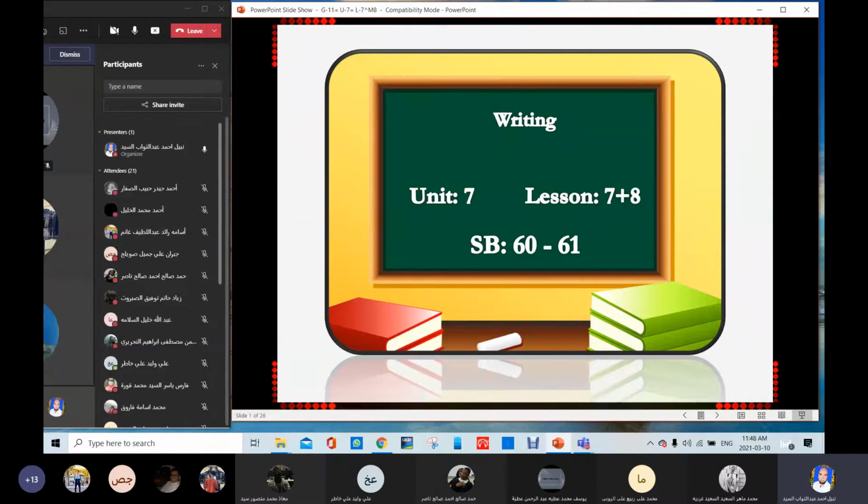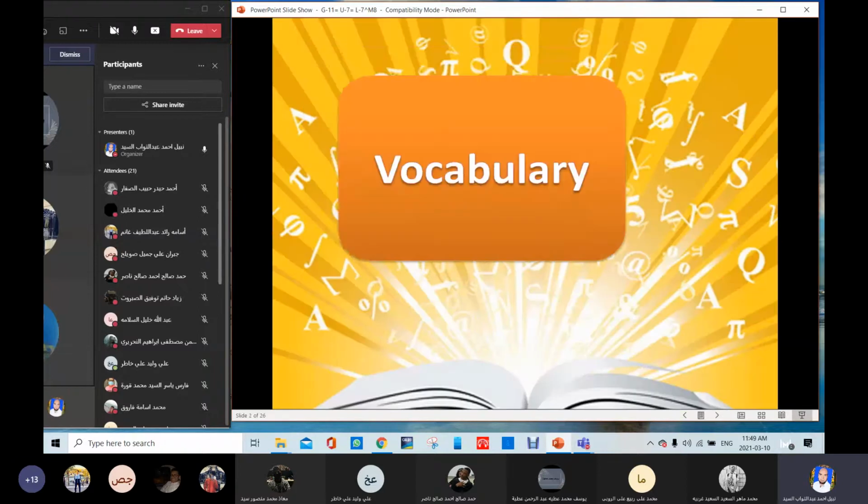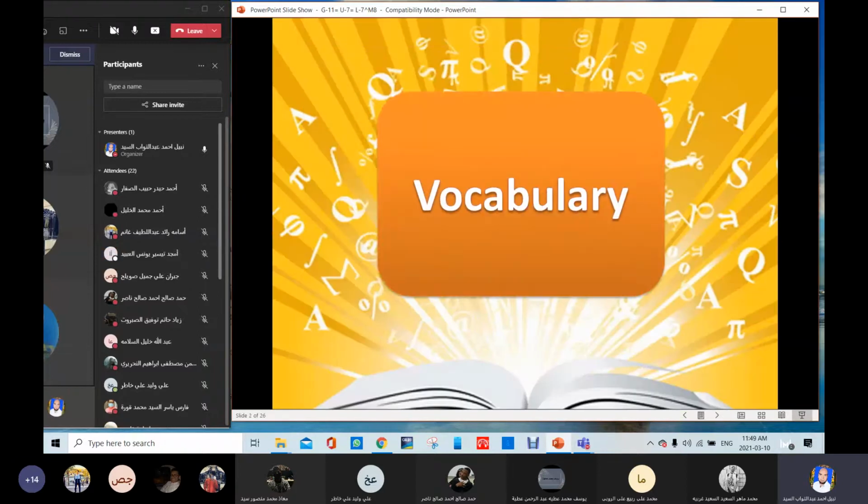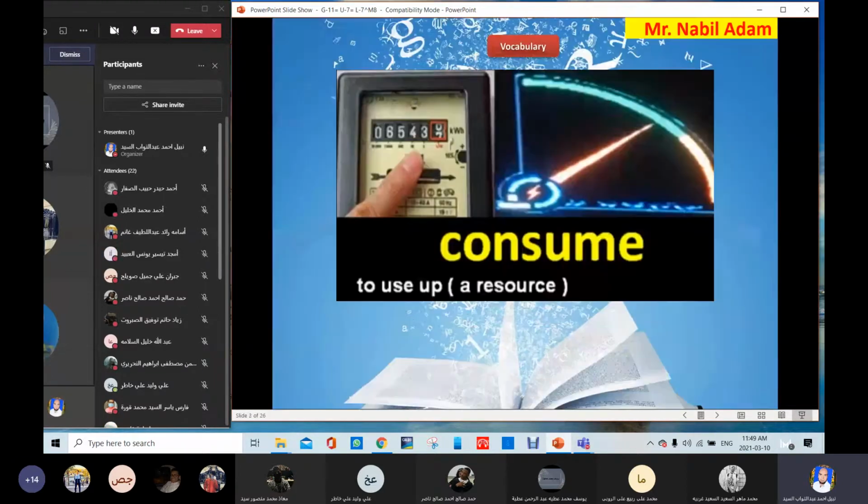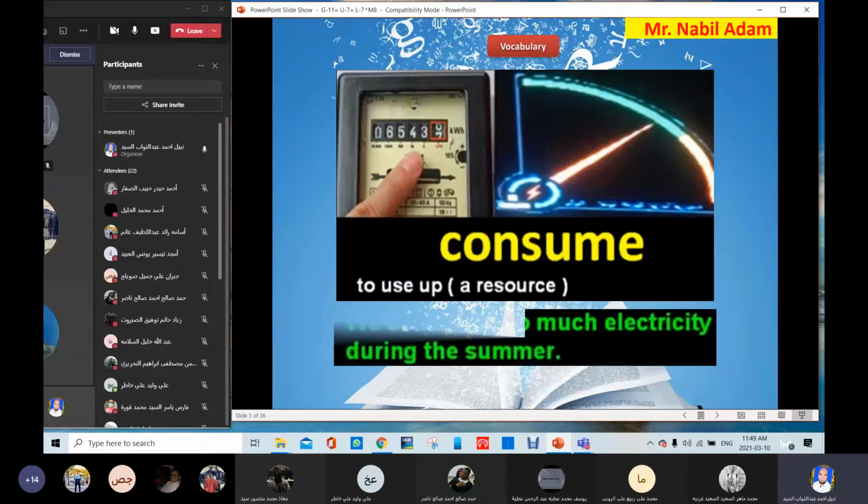Okay, so our lesson is on page 60. We've got some new vocabulary. Let's learn them. The first one, consume: to use up a resource. You can consume food, you can consume electricity or energy. So consume means to use up. We consume too much electricity during the summer, so we should save energy.